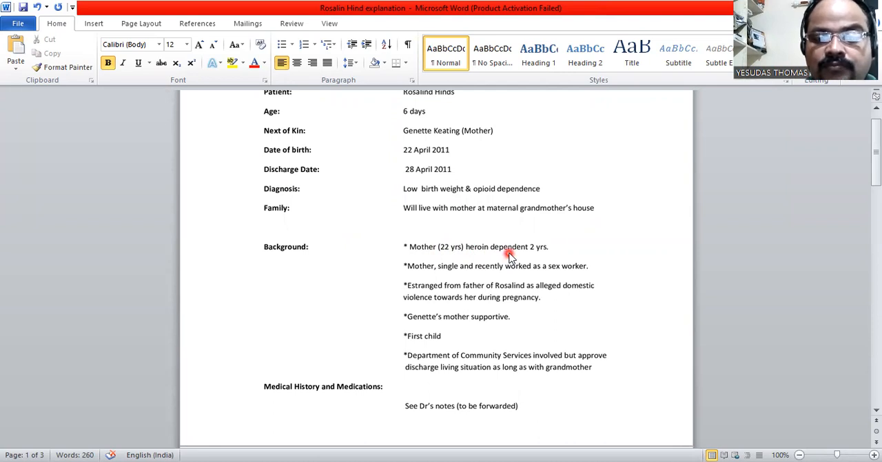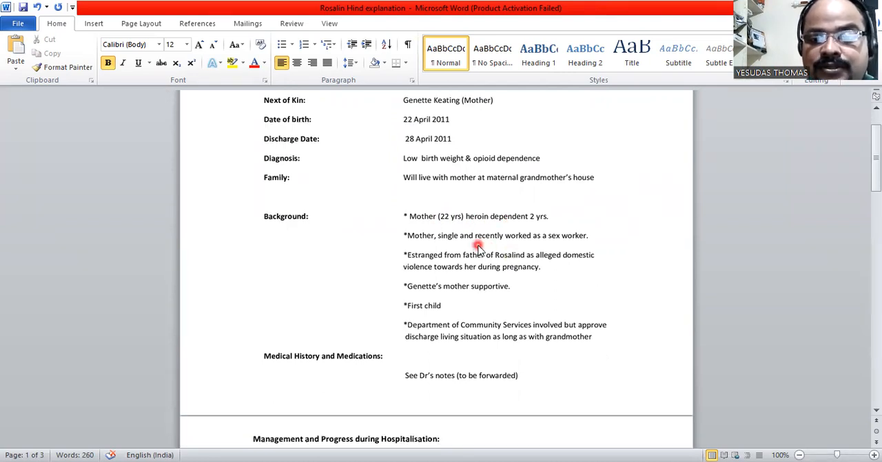Now you can see that she recently worked as a sex worker, and she had a strained relationship with the father of Rosalind because he showed domestic violence towards her during her pregnancy. So she had an estranged relationship with the father of Rosalind, her partner.